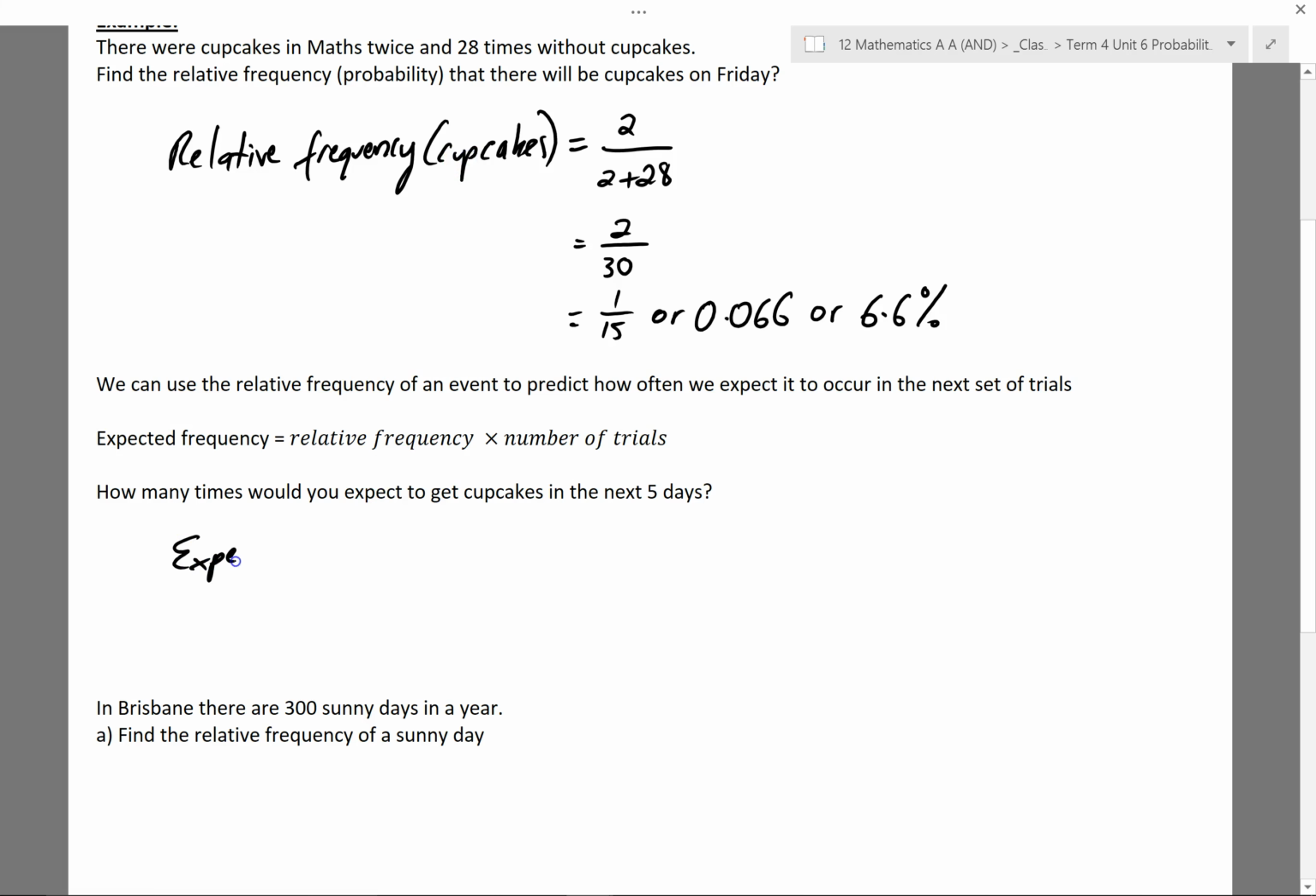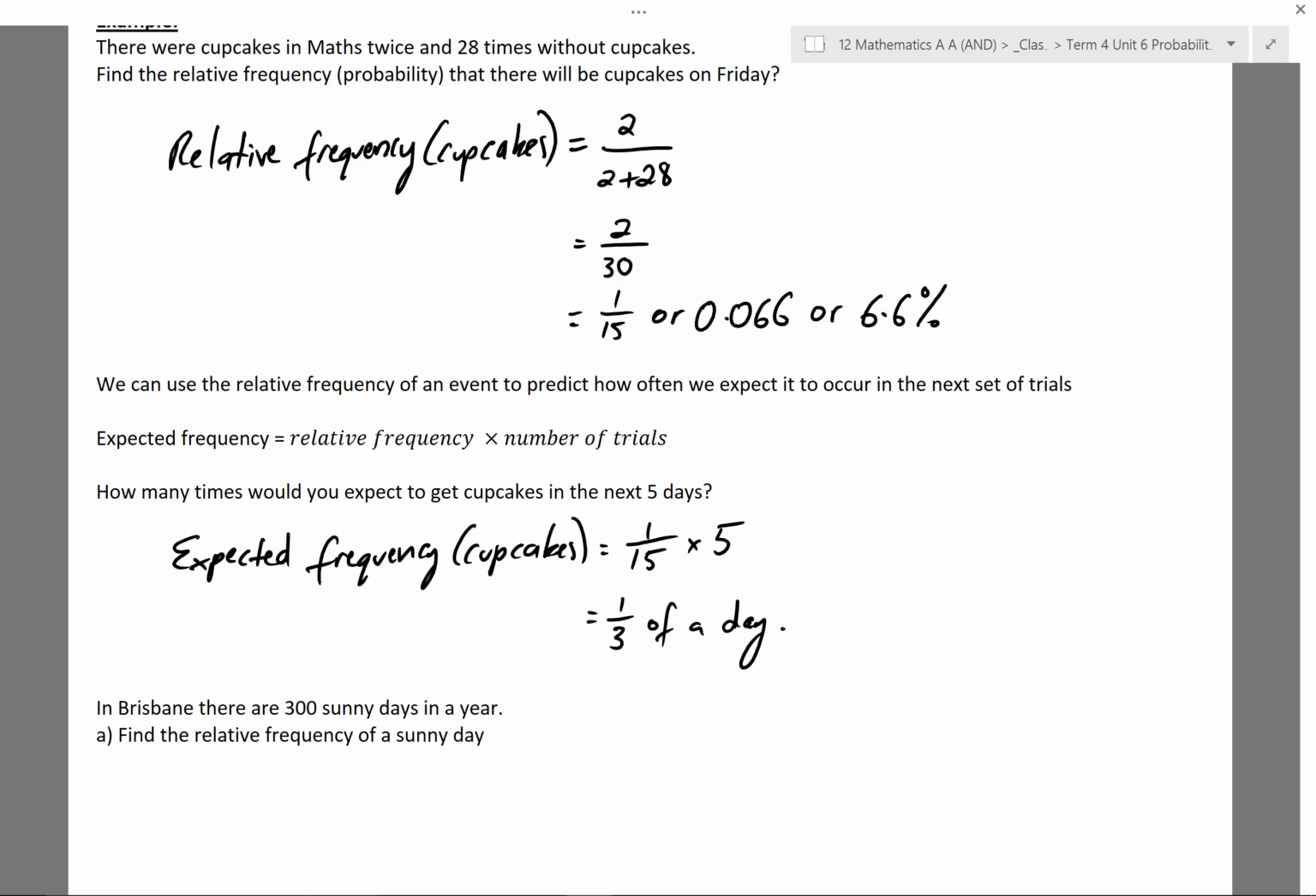So the expected frequency of something like cupcakes would be the relative frequency of it. So either of these, I'd probably just choose the fraction so that I don't lose any accuracy, times the number of trials. So I would expect in the next 5 days to have cupcakes for 1/3 of a day. So not even 1 day. So realistically, you wouldn't expect to get cupcakes at all there.